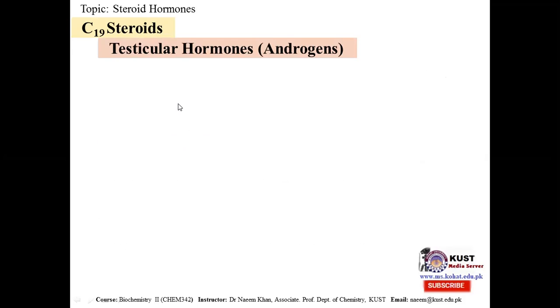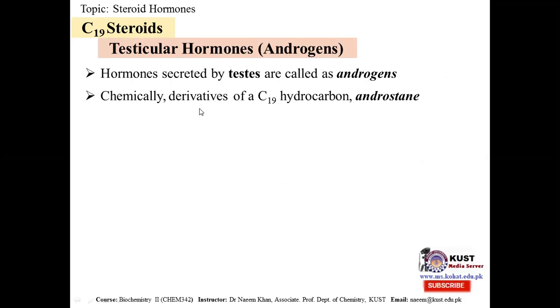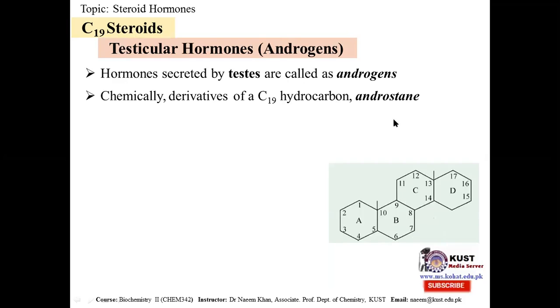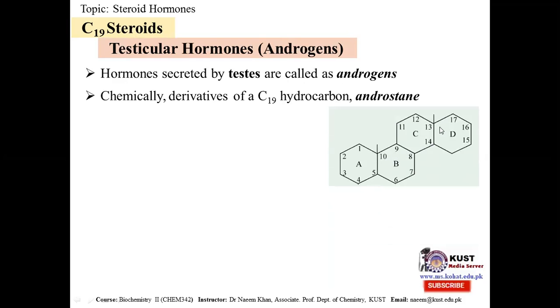This class includes the hormones released by the human testes, and they are therefore called testicular hormones, or commonly androgens as well. Hormones secreted by the testes are called androgens, and chemically androgens are believed to be derivatives of the C19 hydrocarbon called androstane. Here we can see the structure. This is androstane. The difference between the estrogen and androgen precursor compounds is that it has a methyl group at carbon 10.